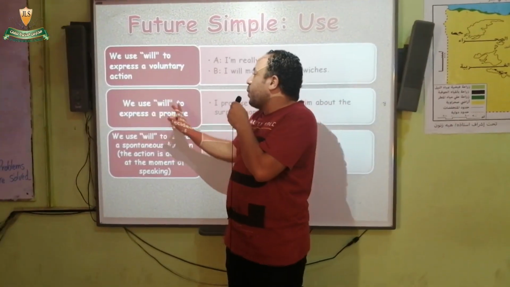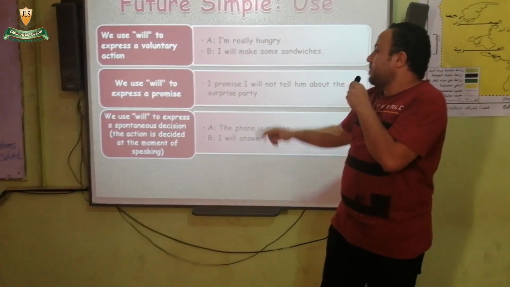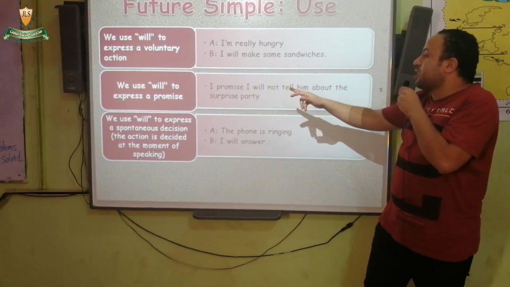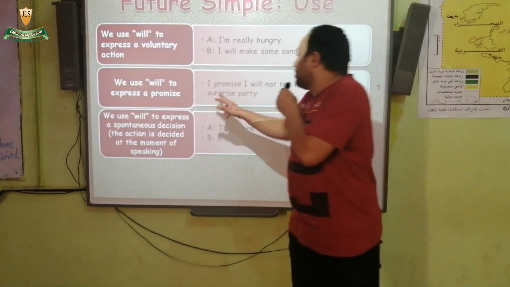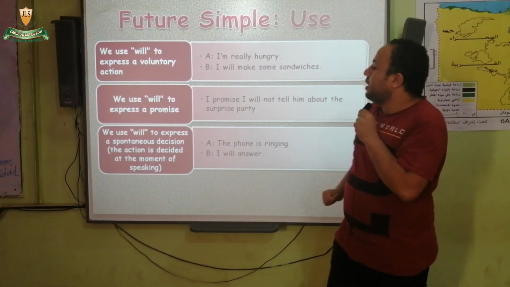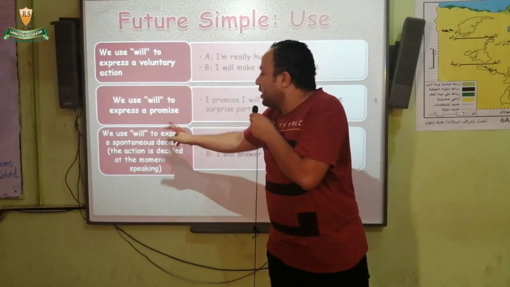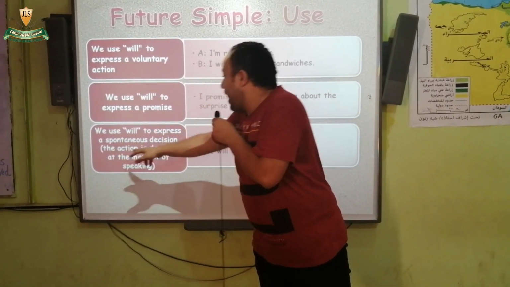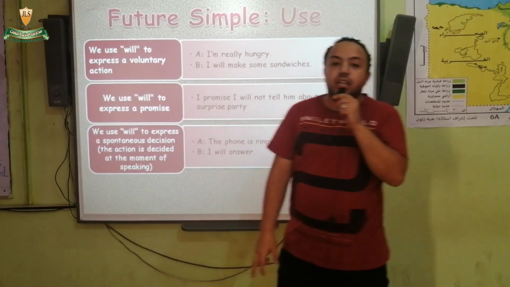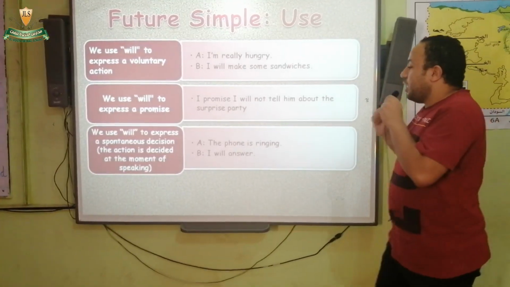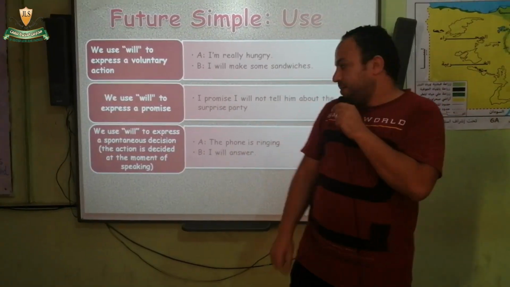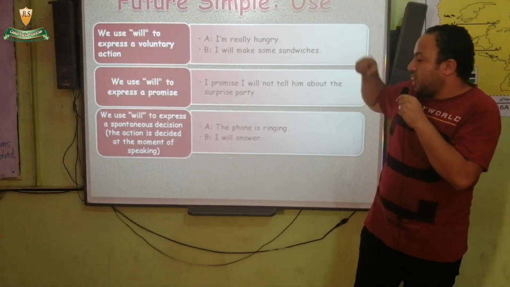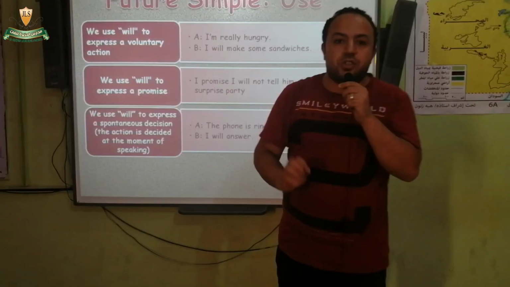Number two, we use will to express a promise. When you promise someone to do something: I promise I will not tell him about the surprise party. Number three, we use will to express a spontaneous action, when the action is decided at the moment of speaking, or we can call it a quick decision. So the phone is ringing, so you think quickly: I will answer.